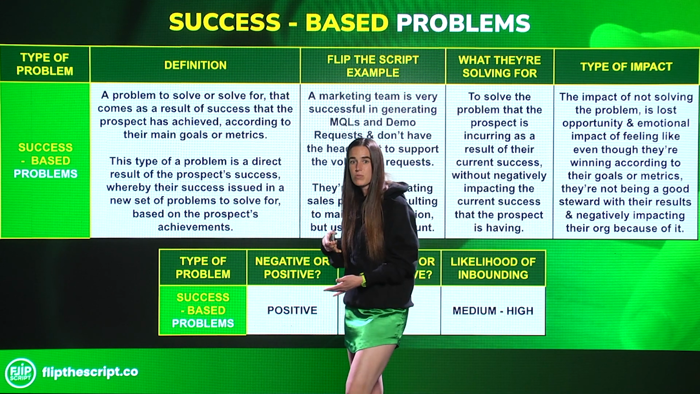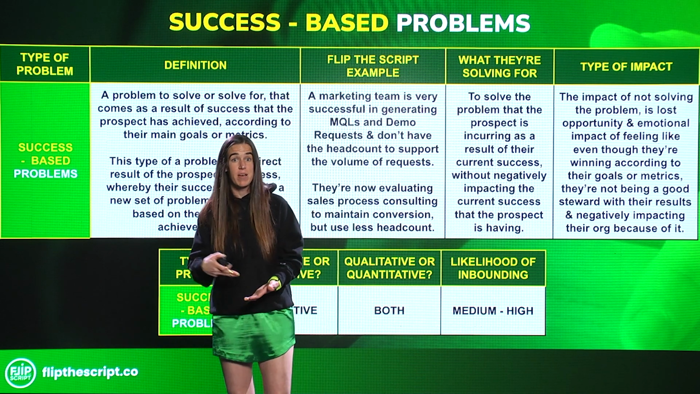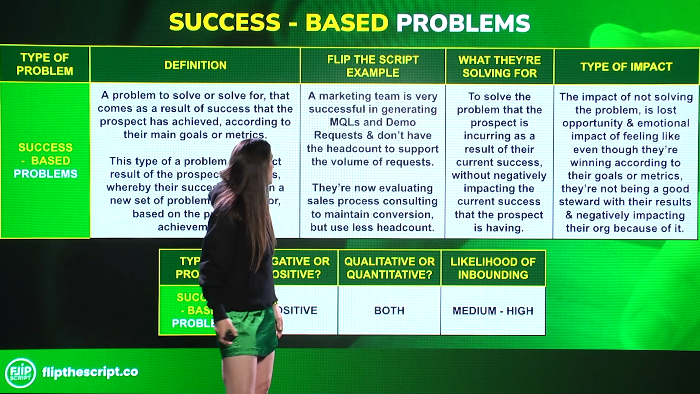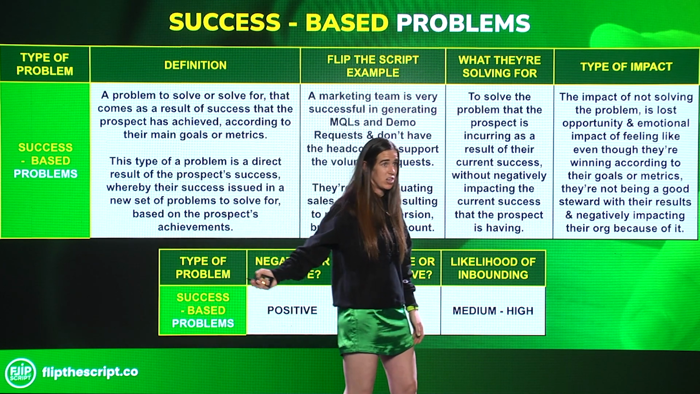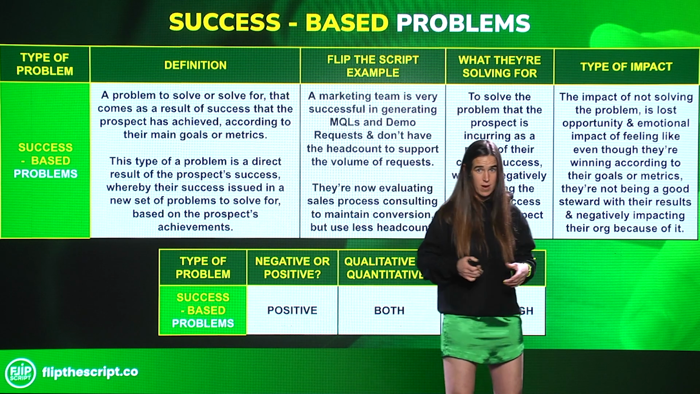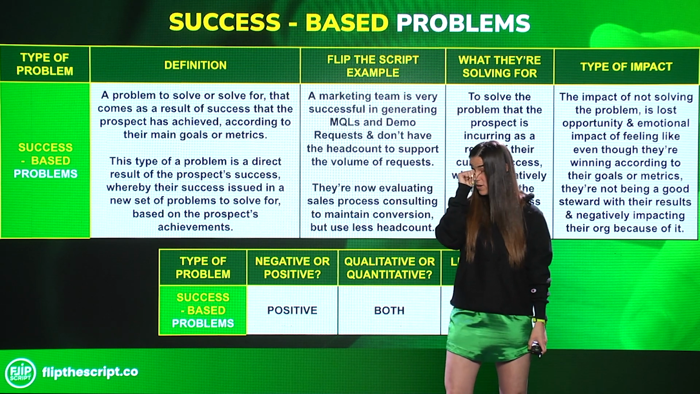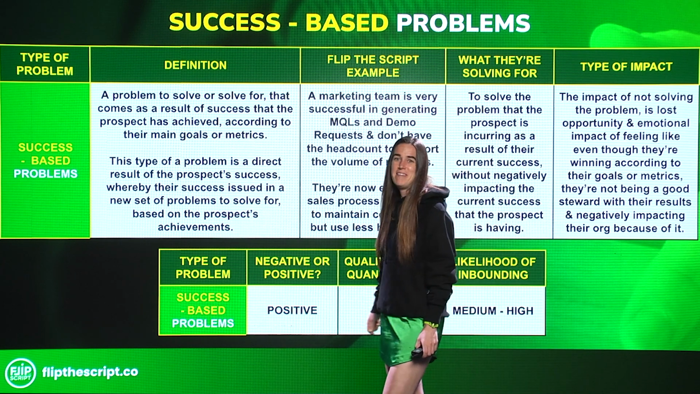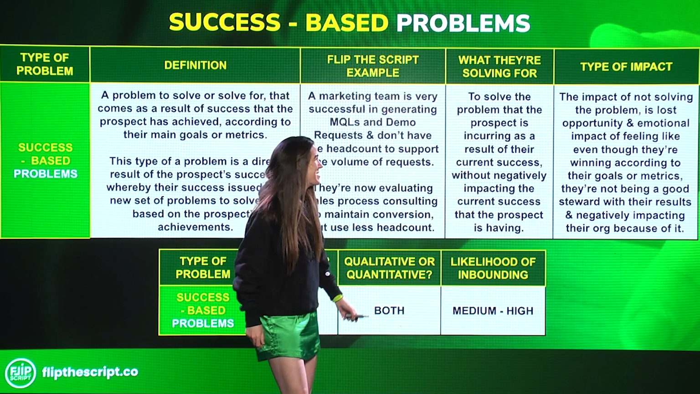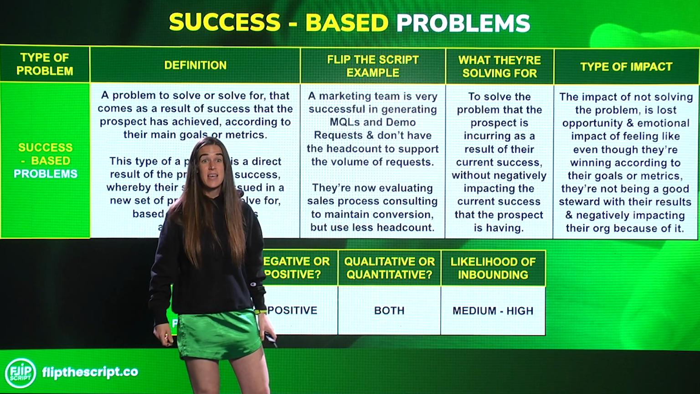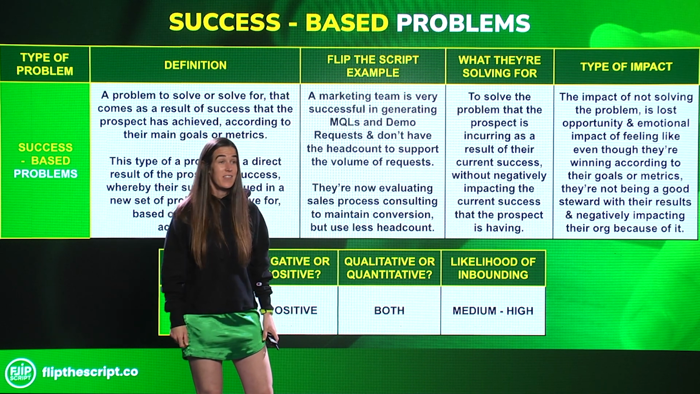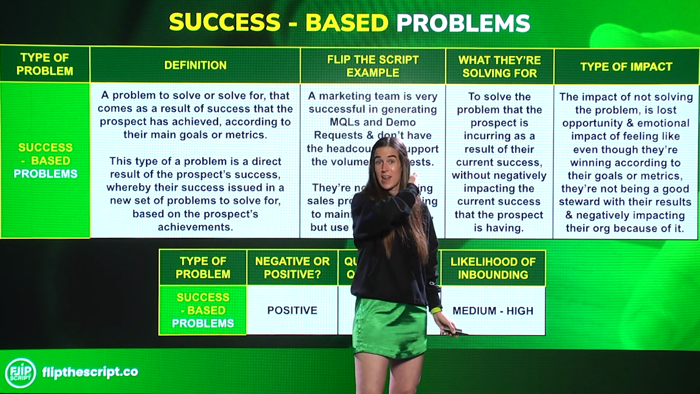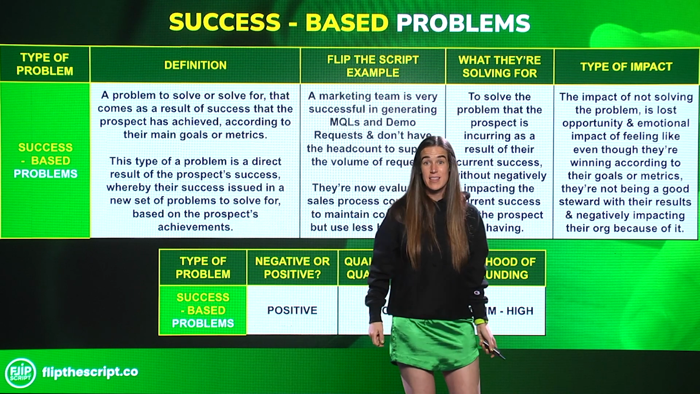This is a direct result of the prospect's main primary metric being achieved to an overexhaustive degree. The flip the script example would be a marketing team is successful in generating a lot of MQLs, a lot of demo requests, and because of that, this is a true case scenario. You want to send this leader hate mail probably, but they had so many demo requests that they didn't have the headcount to cover it. They had, I think, 20 people trying to cover it. And they're like, we can't set that many demos.